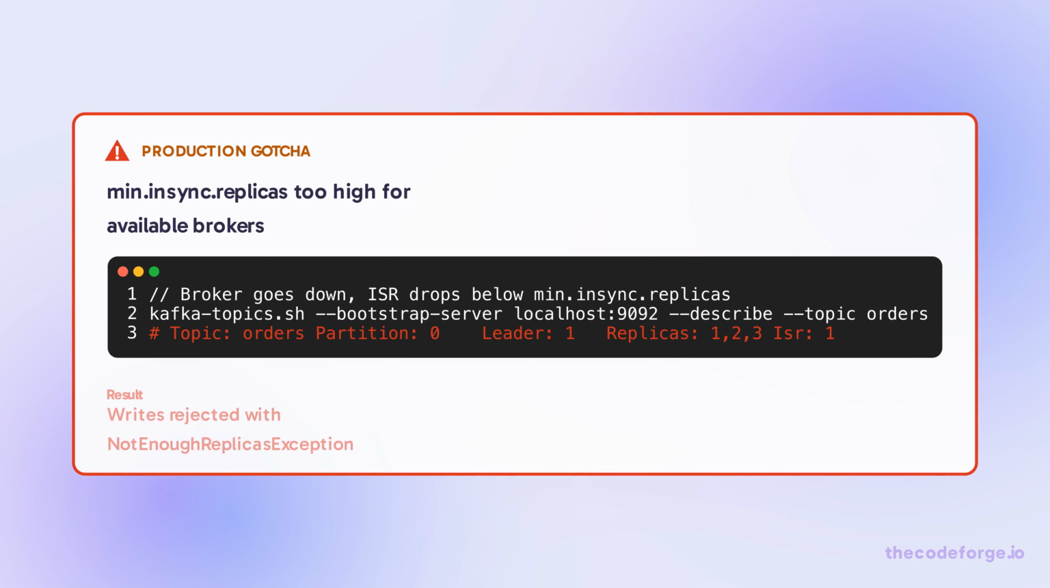If the number of in-sync replicas drops below min.insync.replicas, the broker stops accepting writes. This happened when a broker went down for maintenance and the team forgot to adjust min.insync.replicas.